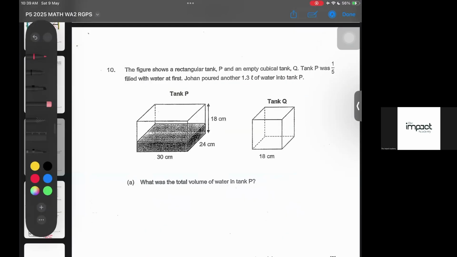Now, I want to do the last question. All right, as you can see over here, the question says the figure shows a rectangular tank P. Now, the first thing you want to do is ask yourself, hey, do I know the base area of P? I know. Always find the base area. No matter what kind of elephant I put inside, my base area remains the same. 30 times 24, we get an answer of 720 centimeters squared. Is this something that you all can understand or don't understand?